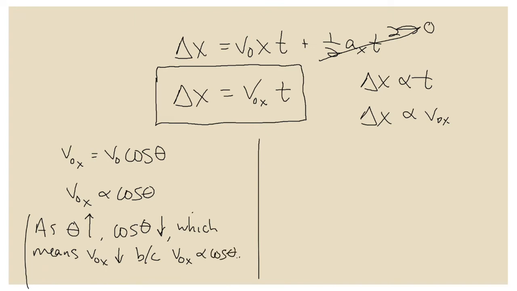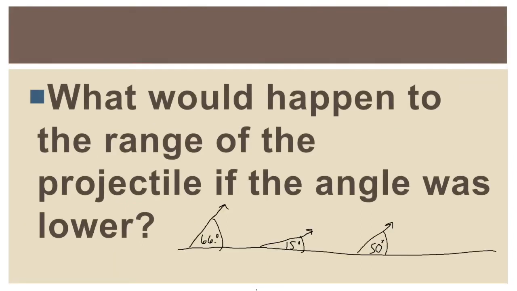To finish this off, we have to answer a pretty simple question: if that's true, what's going to happen to the range? As we said over here, the range is directly proportional to v naught x. So since v naught x decreases, delta x will decrease because delta x is directly proportional to v naught x. So looking just at what should happen to the range based on the angle increasing, we should see the range decrease.